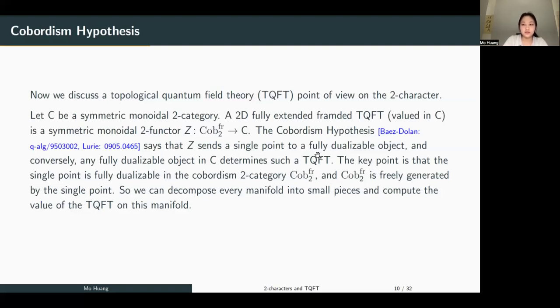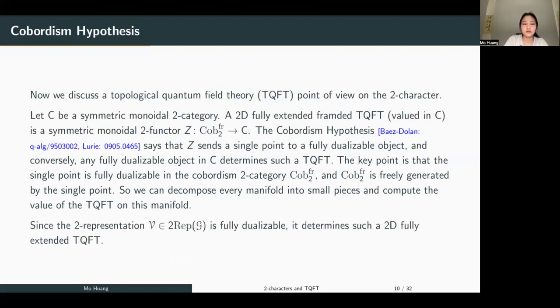And the key point is that the single point is fully dualizable in this cobordism 2-category, and the Cob_2 framed is freely generated by the single point. So we can decompose every manifold into small pieces and compute the value of the TQFT on this manifold. Since the 2-representation V in 2-Rep is fully dualizable, it determines such a 2-fully extended TQFT.